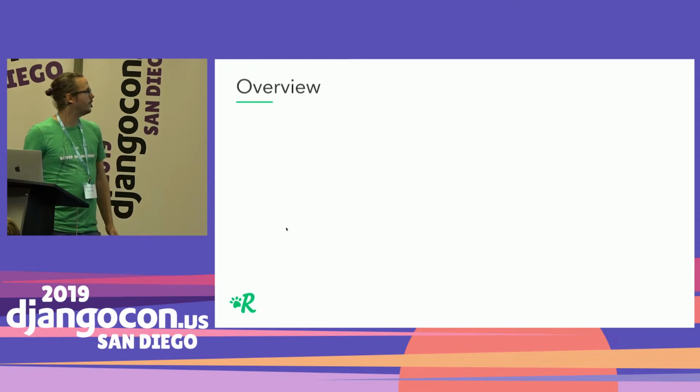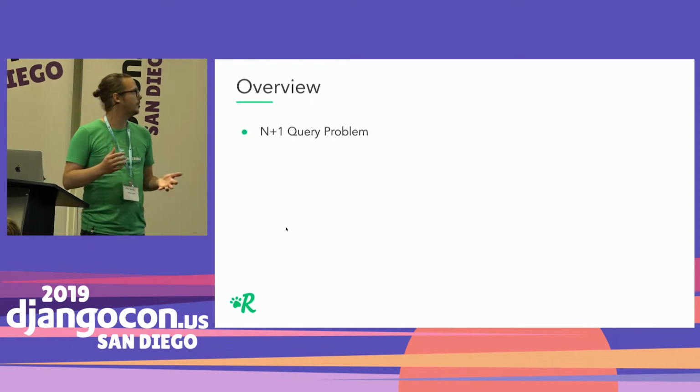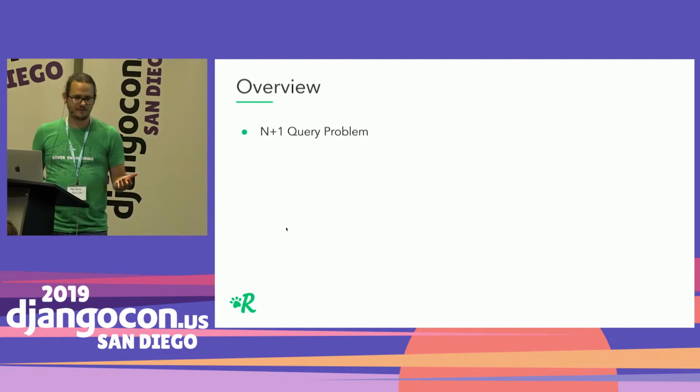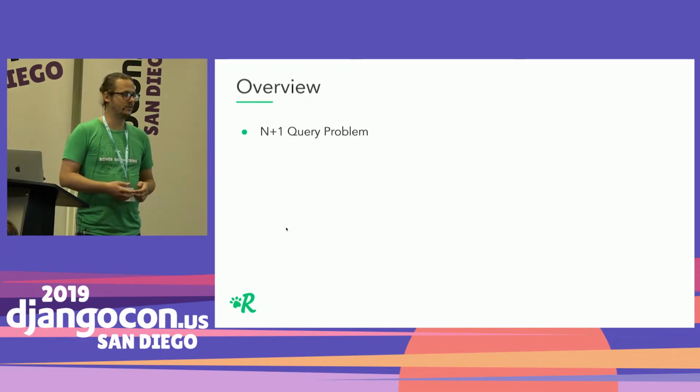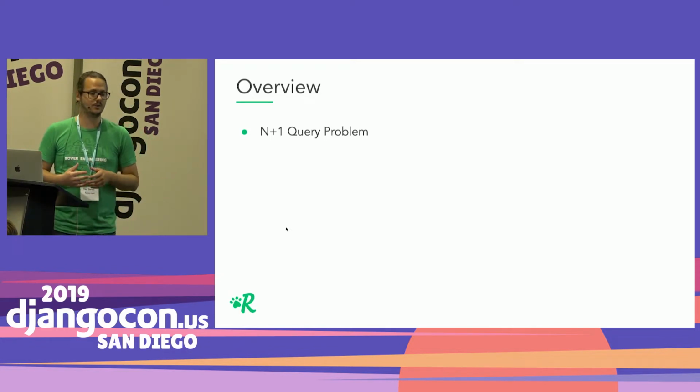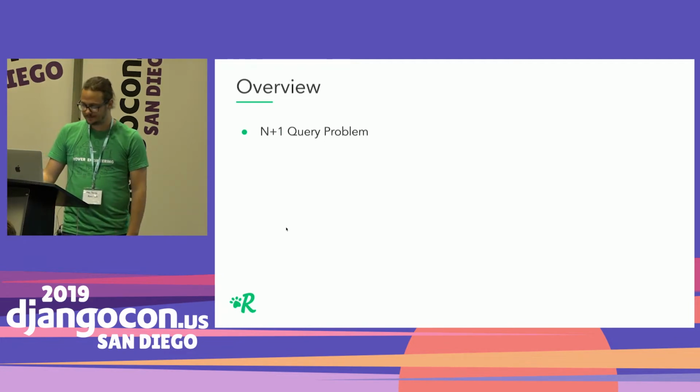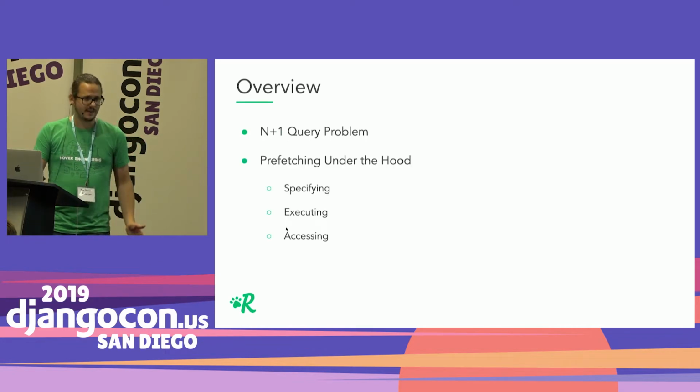So today, I'll give you a brief overview of what we're going to be talking about. The very first section, we'll be talking about N+1 query problems. This is sort of the main thing that Prefetch-related is trying to solve. So it'd be good to just make sure that we're familiar with that, so we know what we're trying to avoid. The next section is sort of a prefetching under the hood section.